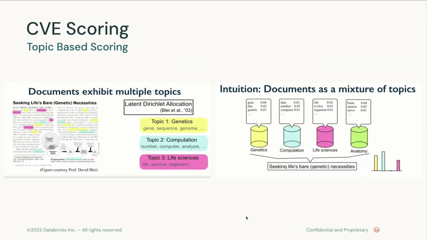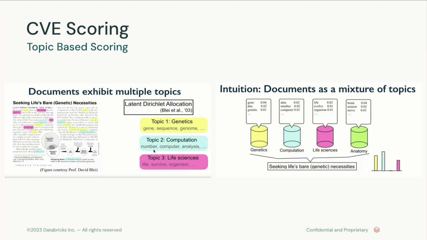The other kind of scoring we use is topic modeling, topic-based scoring. Topic modeling is an approach where, if you have some documents, say for example this document is talking about life sciences and genetics, the document can have a lot of words. There are specific words in the document that could relate to a topic, like all the ones in pink over here: life, survive, organism. These are all related to a topic like life sciences.